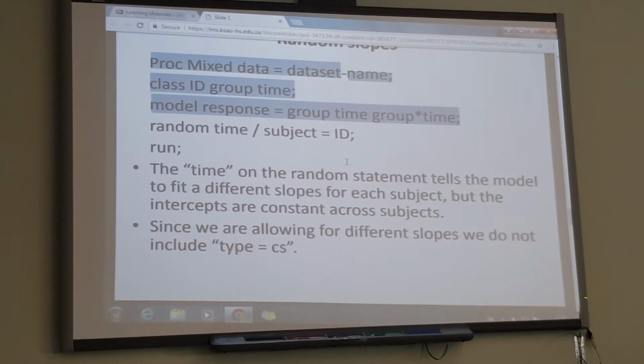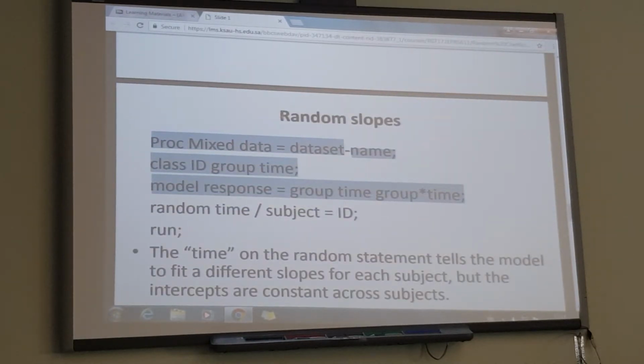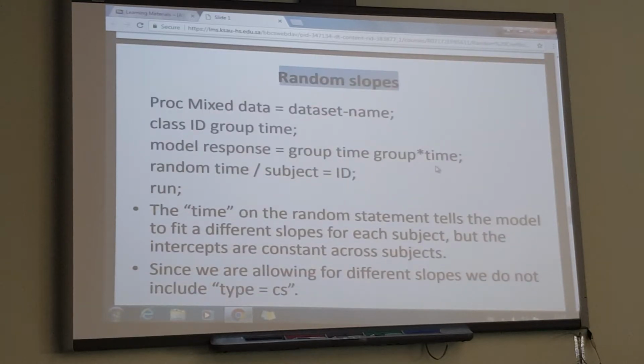So now the idea of this, we're going to tell SAS to give a slope for every patient. That means every patient has a different slope. And to allow for this, we have to remove the type equal compound symmetry because we want to have a different slope for every patient. So we have to remove that type equal compound symmetry. And now we just put random equal the time here, and this will produce the random slope.